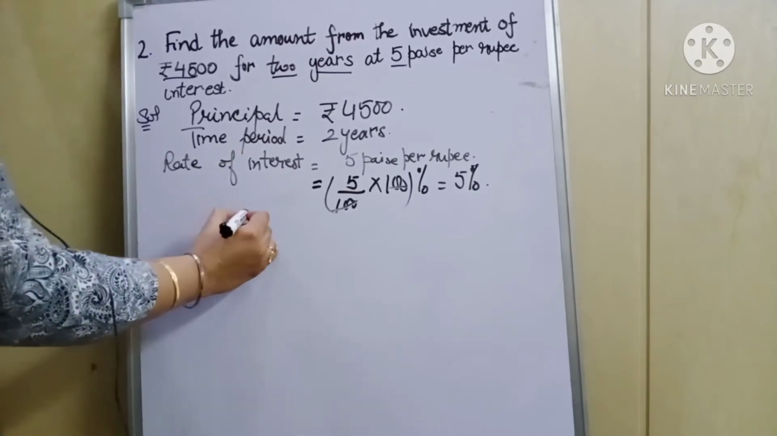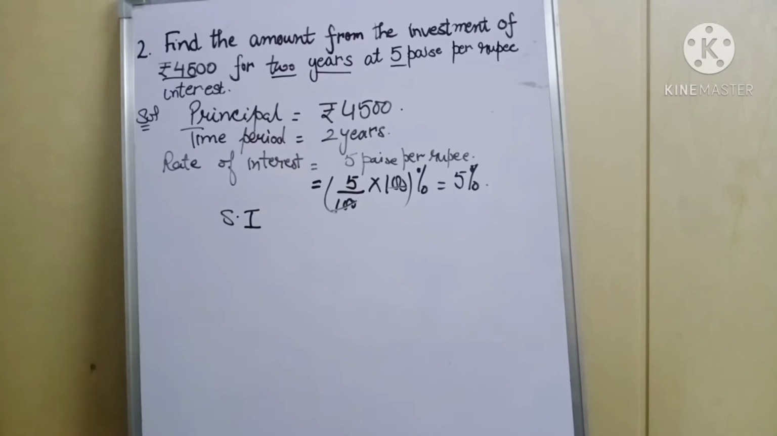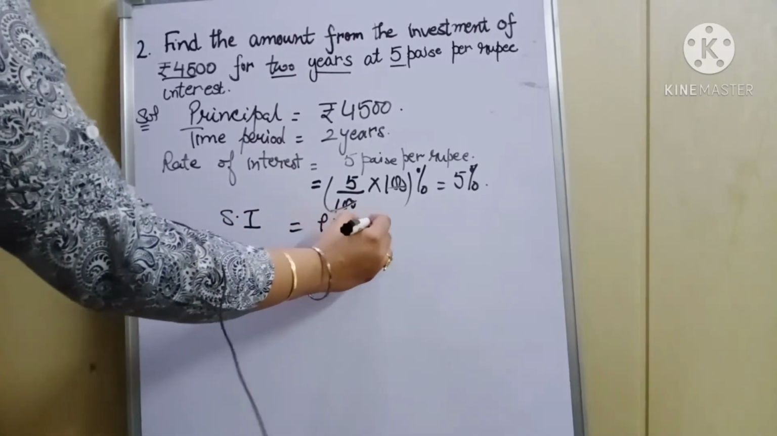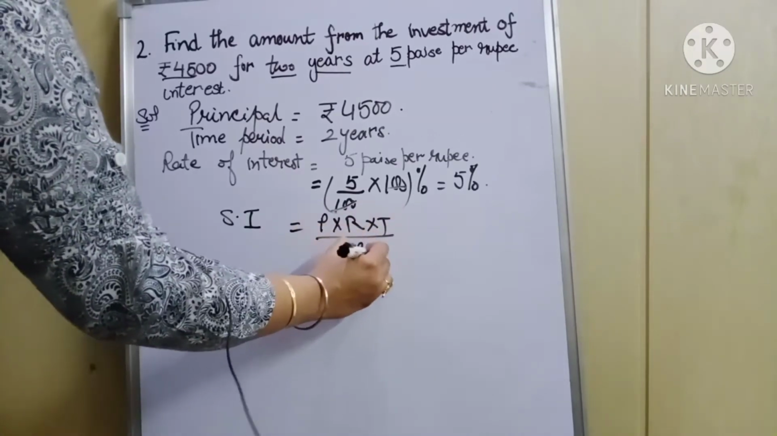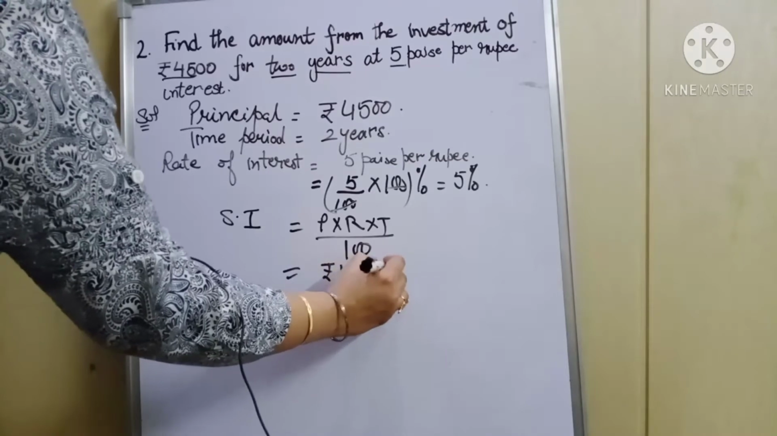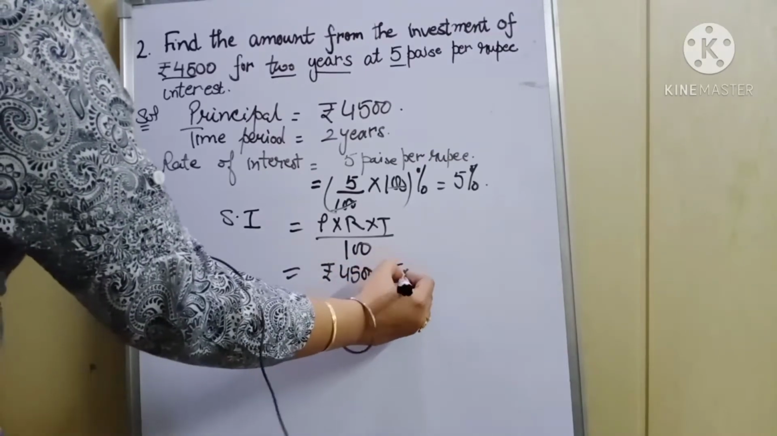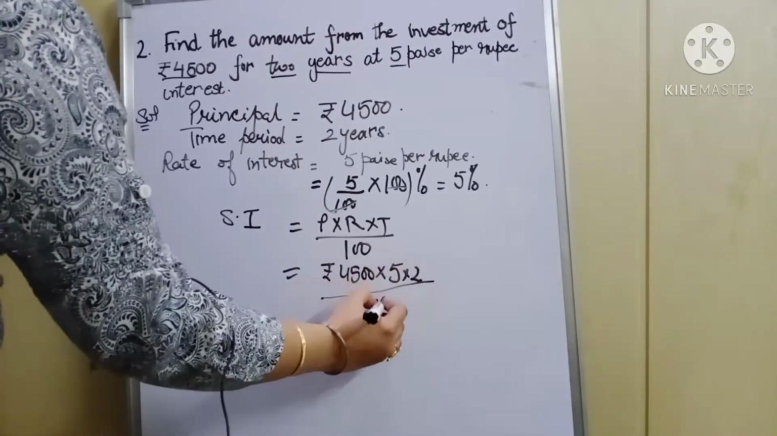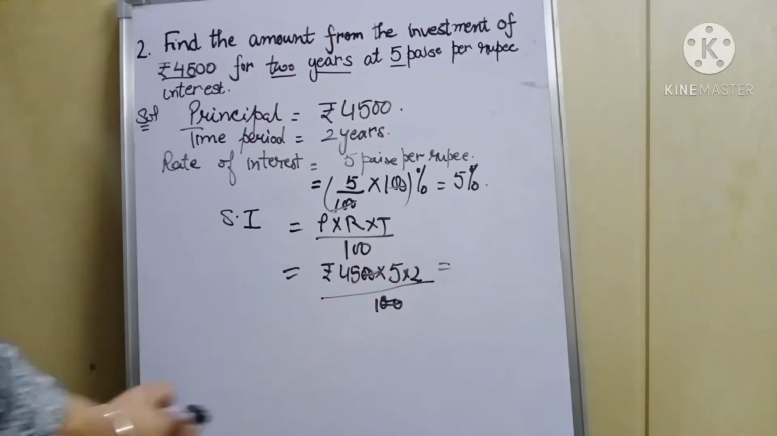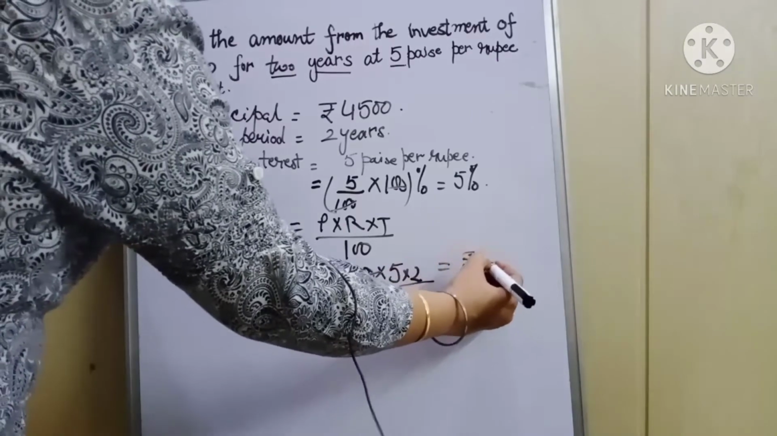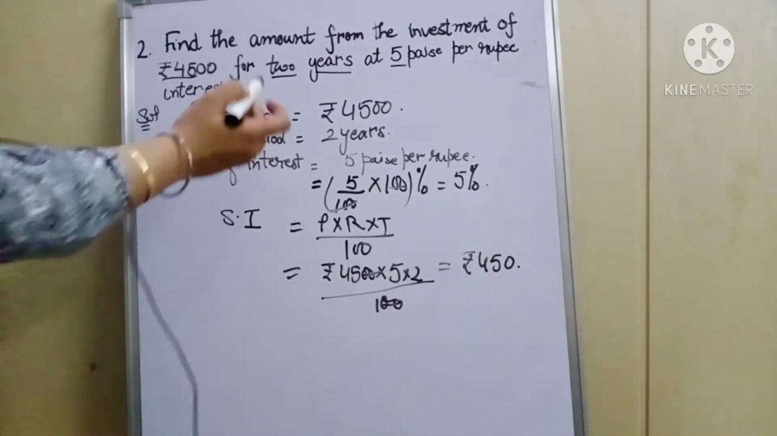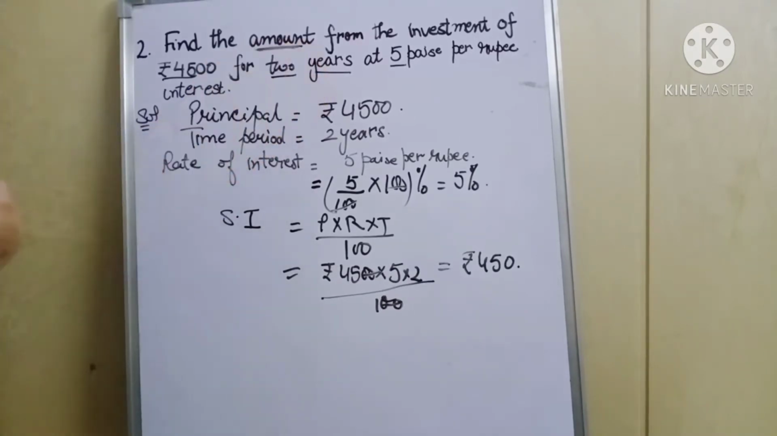Now we are going to calculate simple interest. You know the formula, P into R into T by 100. Principal 4,500, rate 5%, time period 2, by 100. Zeros and zeros cancel. 5 twos are 10, rupees 450. This is the simple interest, but we have to find the amount.